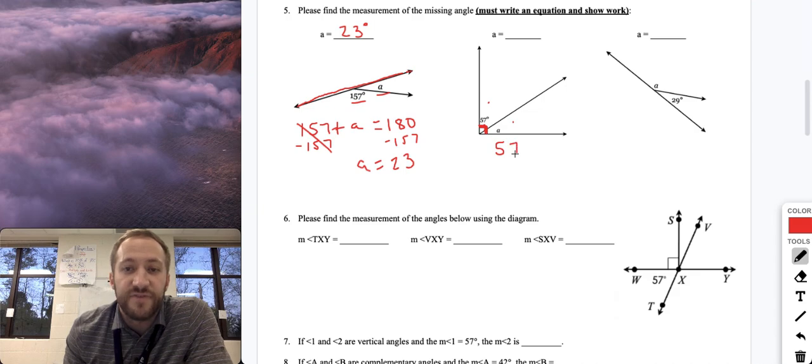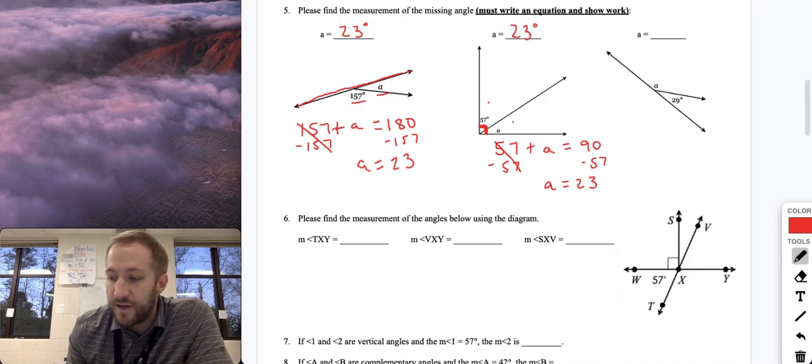So let's see, 57 plus A, and I'm going to set it equal to 90 degrees because they're complementary. I know because that right angle box tells me they are. So now let's go solve for A. I'll subtract 57 here, subtract 57 here. A is equal to 23 degrees.